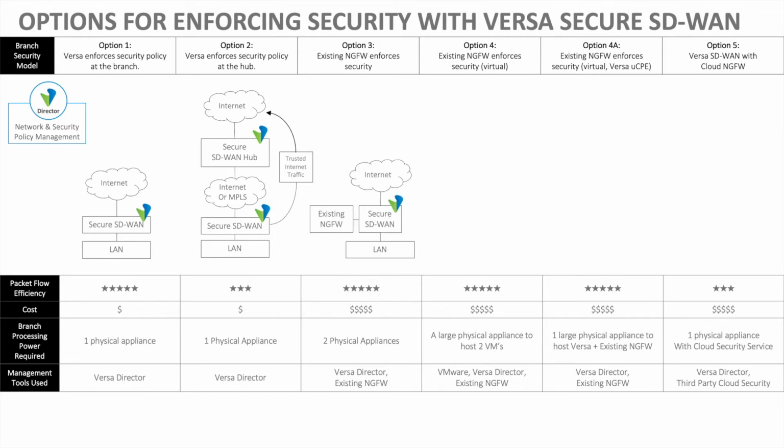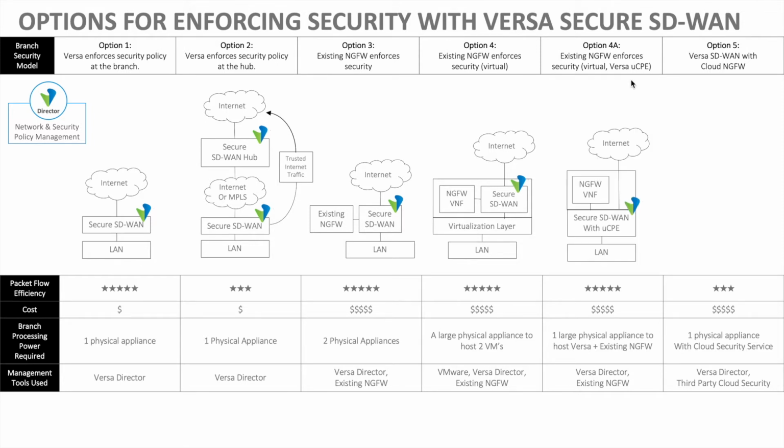Option 3 is using your existing next-gen firewall appliance. So we basically have the LAN infrastructure inside the site. The Versa node is doing SD-WAN functions. We're then sending any traffic you want to the next-gen firewall for security policy enforcement. The next option is very similar, but in a virtual environment. So we have an x86 box here running some sort of virtualization platform. And then on top of there, we have both a Versa SD-WAN VNF and your existing next-gen firewall VNF, and these are service chained together. So this is another option.